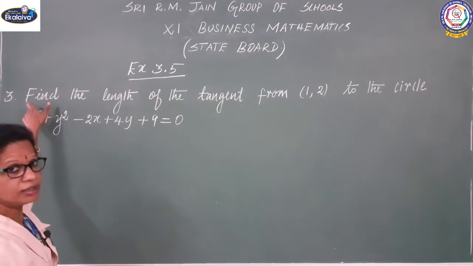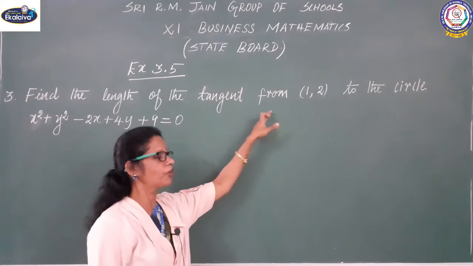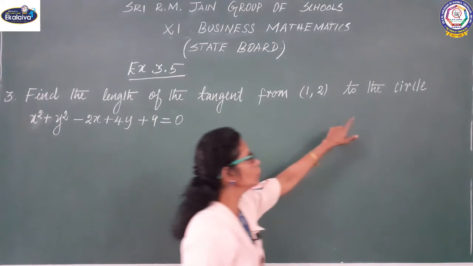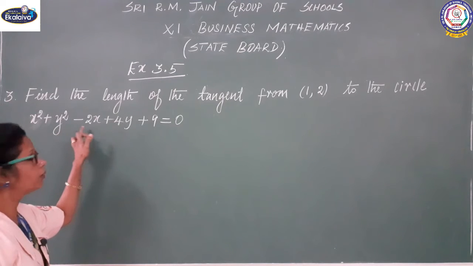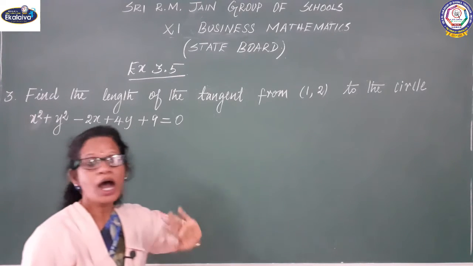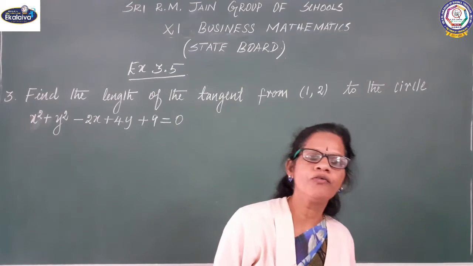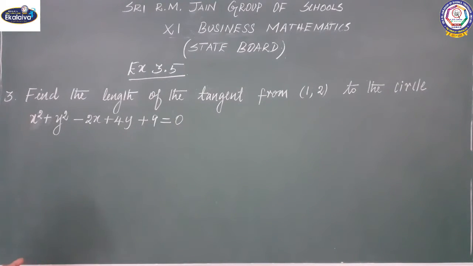Question number 3, the same exercise. Find the length of the tangent from (1, 2) to the circle x square plus y square minus 2x plus 4y plus 9 equal to 0. Already I have discussed how to find the length of the tangent. The formula once again I am going to repeat, you have to listen carefully children.